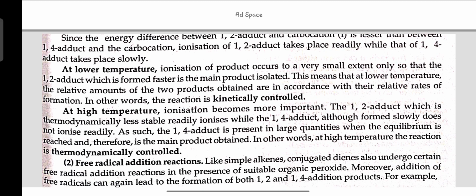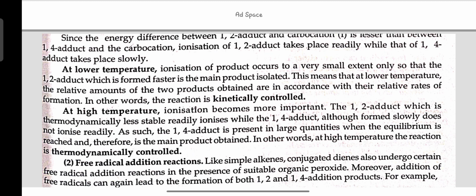At lower temperature, ionization of products occurs to a very small extent only, so that the 1,2 adduct, which is formed faster, is the main product isolated. This means that at lower temperature the relative amounts of the two products obtained are in accordance with their relative rates of formation. In other words, the reaction is kinetically controlled.